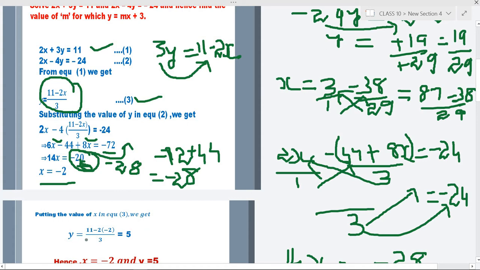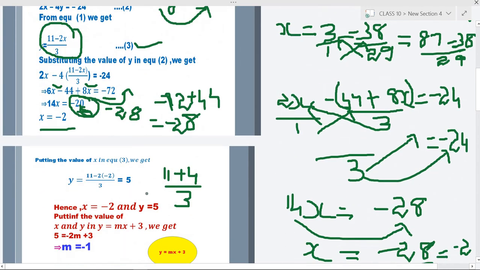So what is equation 3? y is equal to 11 minus 2x. Now replace this x with minus 2. So, minus 2 into bracket. In bracket you will have minus 2, which is the value of x replaced from equation 3. The denominator 3 is already there. Minus 2 into minus 2 is 11 plus 4 upon 3. That is equal to 15 upon 3. That's 5. So we got the value of y as 5.